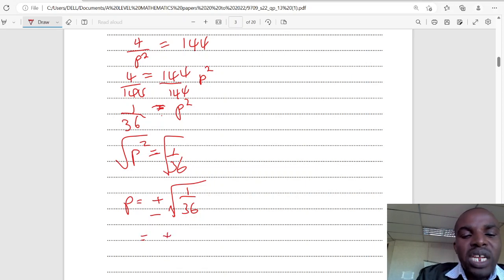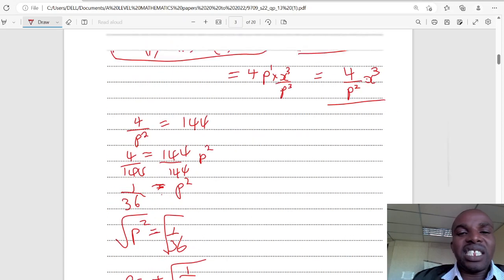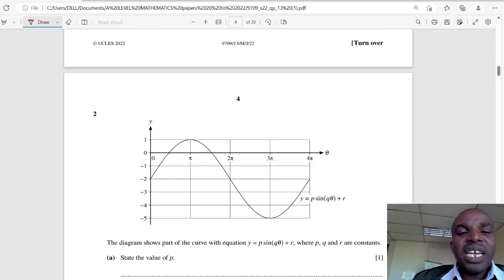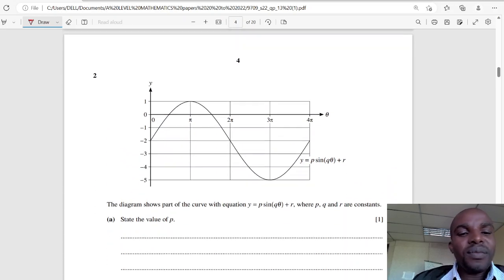So it will be plus or minus root of 1, which is 1. Root of 36 is 6. So it's plus or minus 6. These are the possible values of the constant p. Done. Next question, number 2.